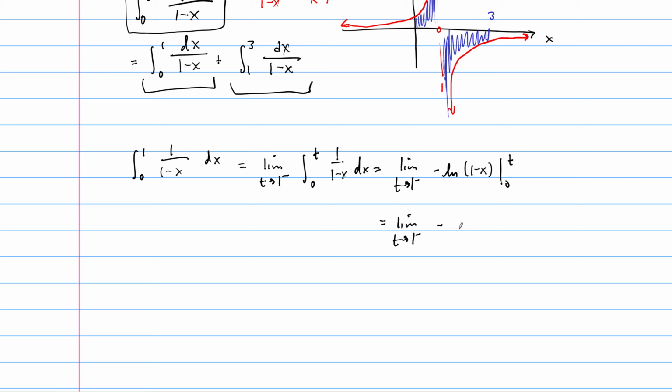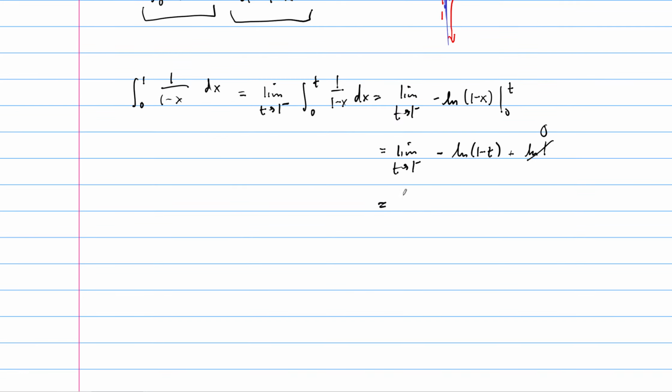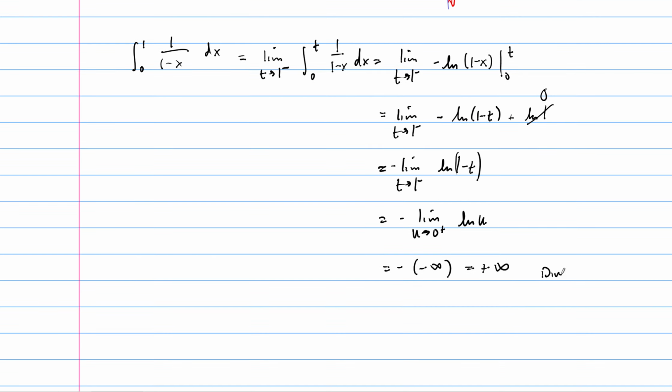When you plug in t, we get negative log of 1 minus t. And then when we plug in 0, you get plus log of 1. Log of 1 is 0 anyway. So this whole integral reduces to the limit as t approaches 1 from the left of negative log of 1 minus t. Well, as t approaches 1 from the left, this is the same as the limit as u approaches 0 from the right of log of u, and we know what that equals, right? So that equals minus infinity. Two minuses make a positive, but either way, this thing diverges, right?